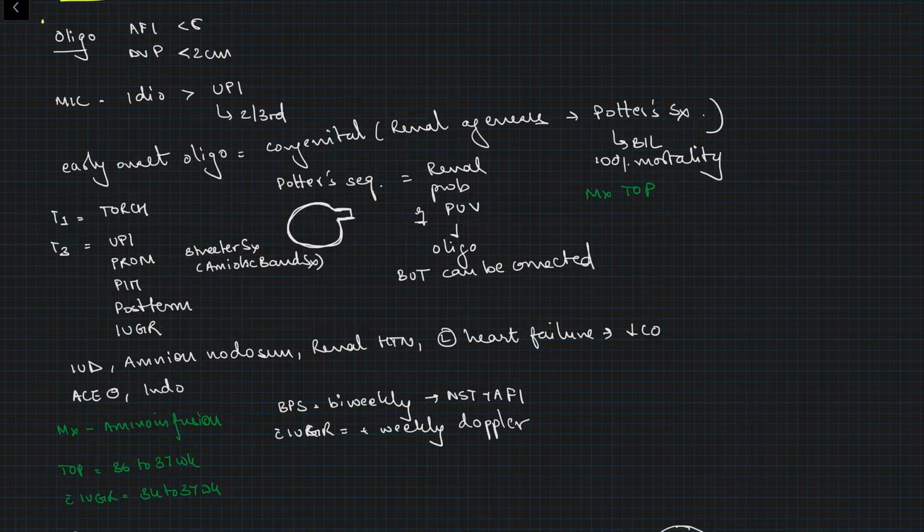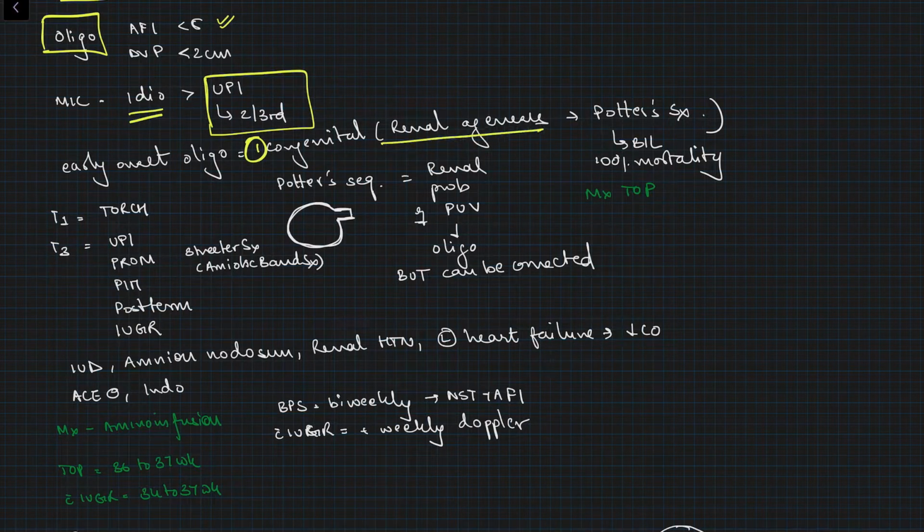So, if the amniotic fluid is less, which is the AFI less than 5, or the deepest vertical pocket less than 2 centimeters, it is oligohydramnios. The most common cause is idiopathic, followed by uteroplacental insufficiency. Right. Early onset oligohydramnios is seen with congenital anomalies like renal agenesis. Here we learn about a syndrome known as the Potter's syndrome, where there will be bilateral 100% mortality, and the management is by termination of pregnancy.